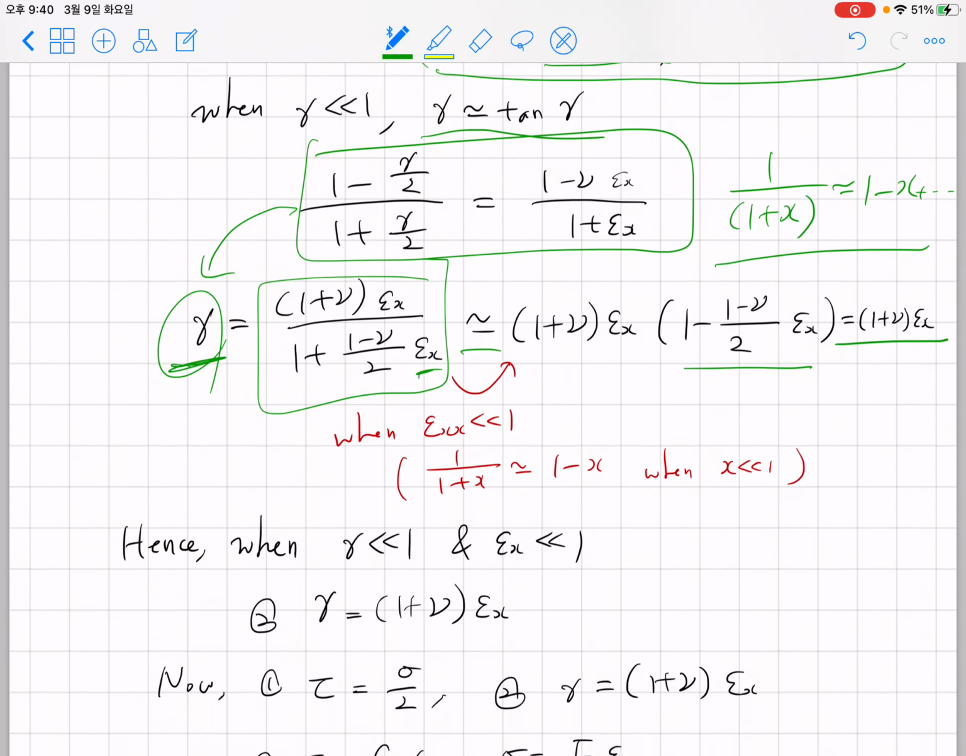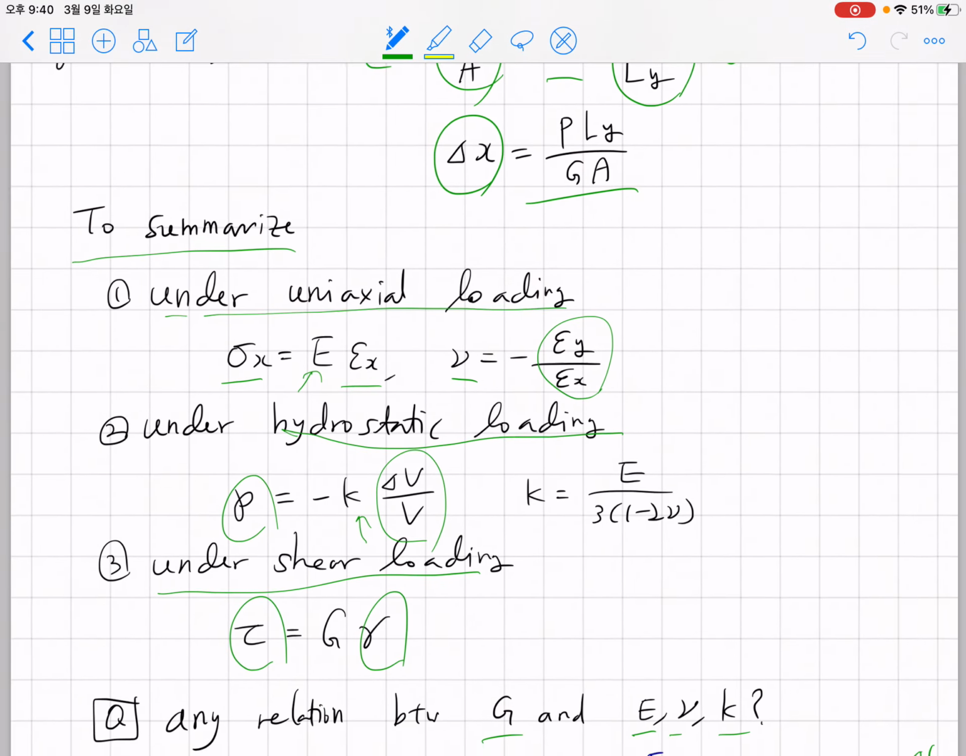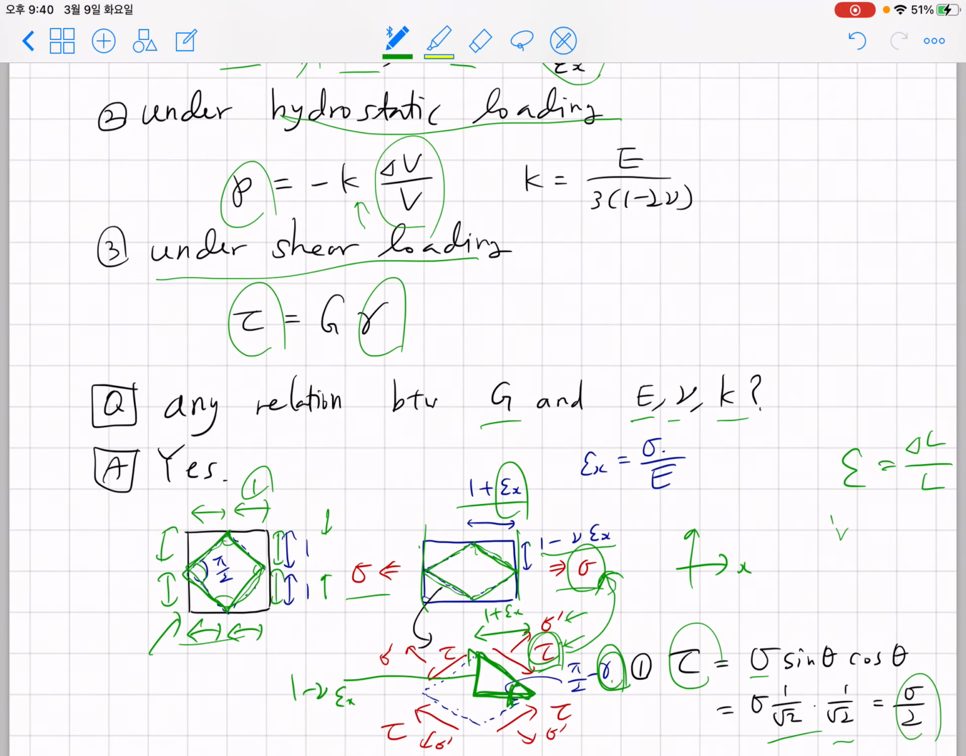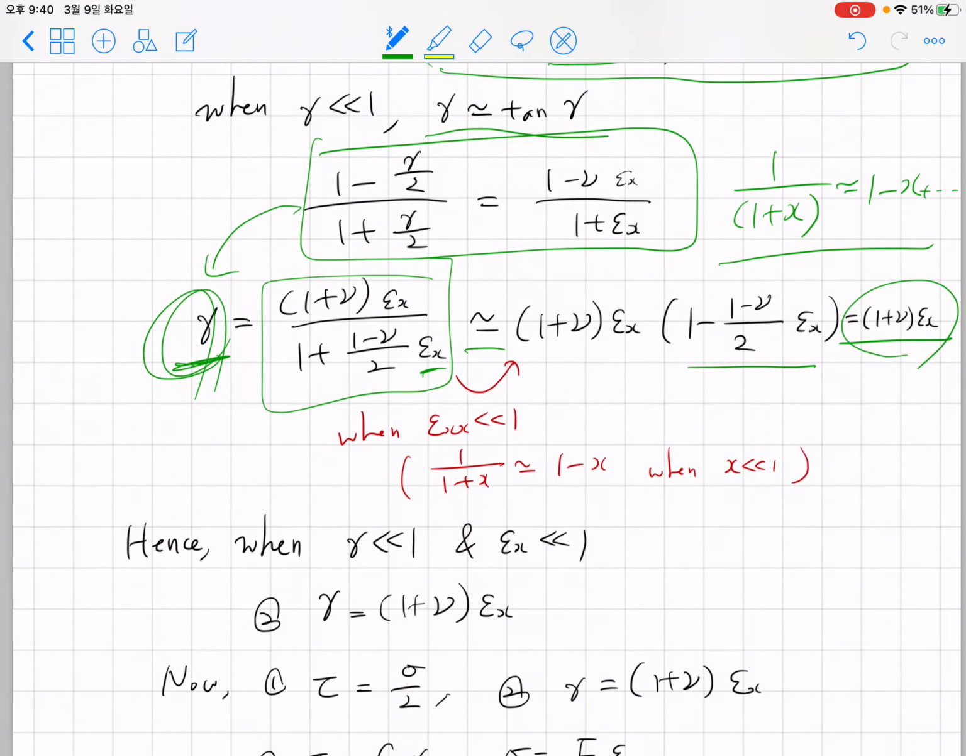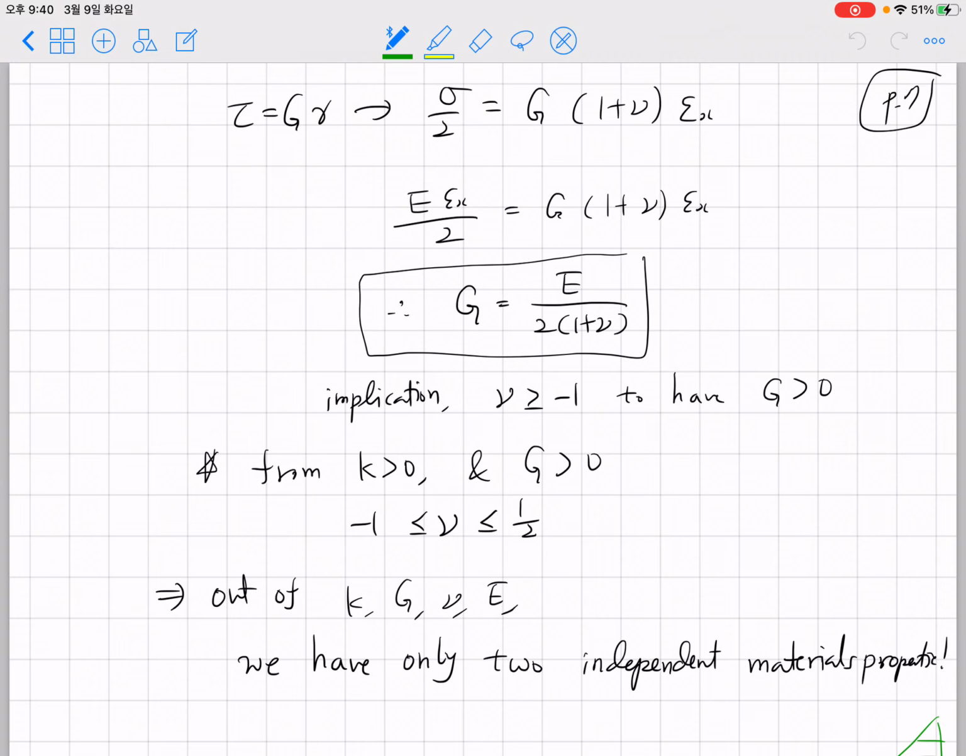Okay, so after making a connection between gamma and epsilon s, and after making a connection between sigma and tau, what you can do is use this equation and that equation, and also that equation and that equation. After combining all of these equations, what you can realize is that you can finally find G equals E over 2 times 1 plus nu. Okay, so please do this practice by yourself.